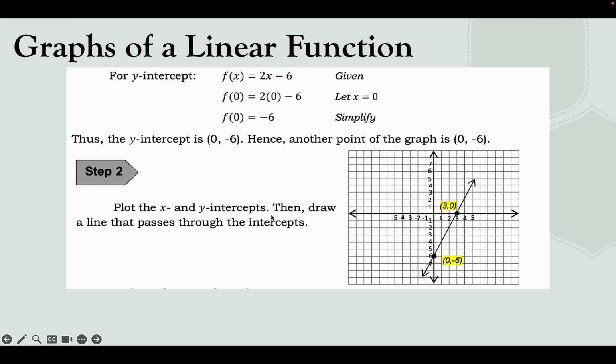Then, plot the x and y intercepts. Then, draw a line that passes through the intercepts. So, we have here (3, 0). You can plot that one along the x-axis. And (0, -6), plot that one along the y-axis. Then, connect or draw a line that passes through the intercepts. So, this is the graph of your linear function f of x is equals to 2x minus 6.